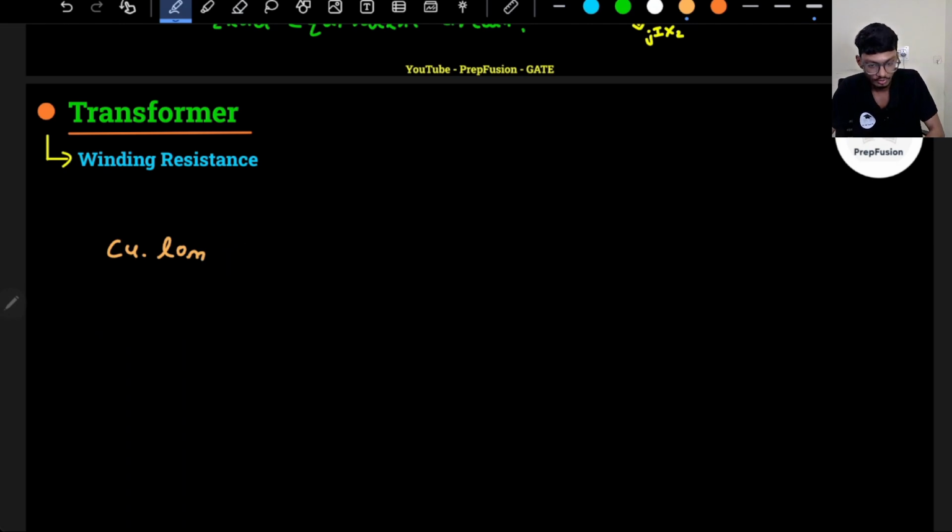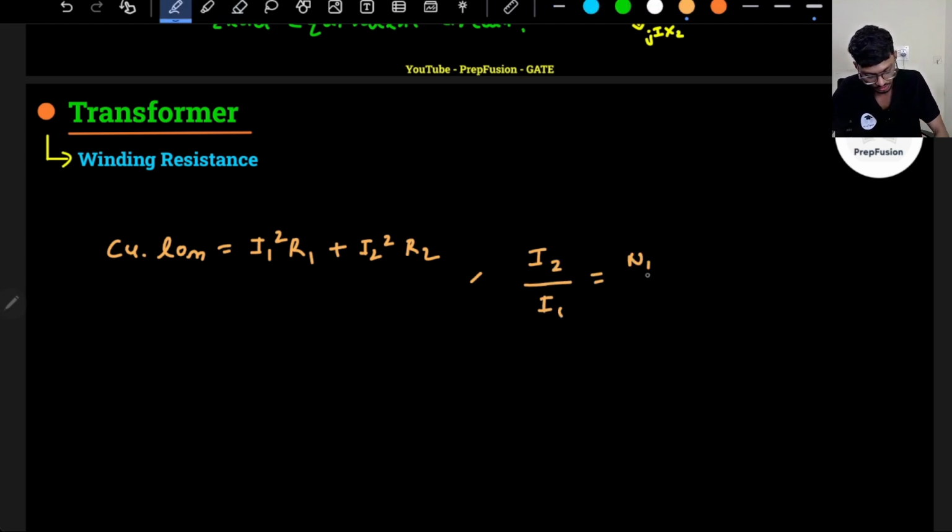Okay, so what is the copper loss? Copper loss will be the primary current I1 square into R1, the primary resistance, plus I2 square into R2. This will be the overall copper loss, correct? And what do we know? If I go by this two winding transformer, I know I2 by I1 will be equal to N1 by N2. So I2 will be equal to N1 by N2 into I1. So I can replace it, right?